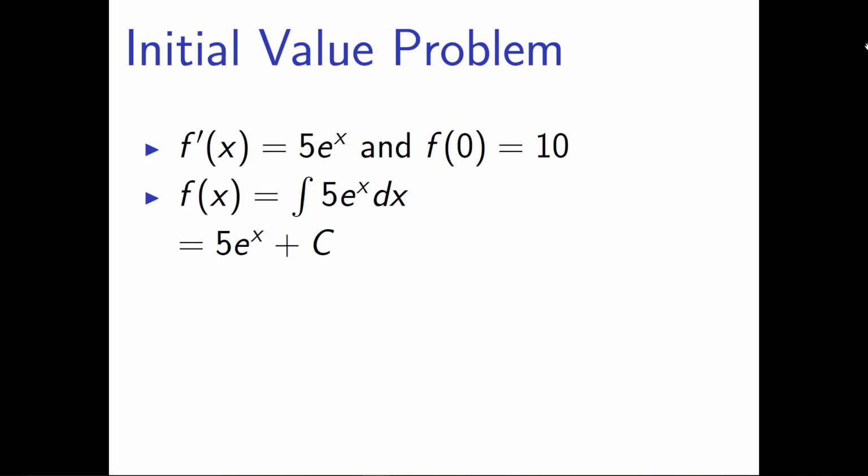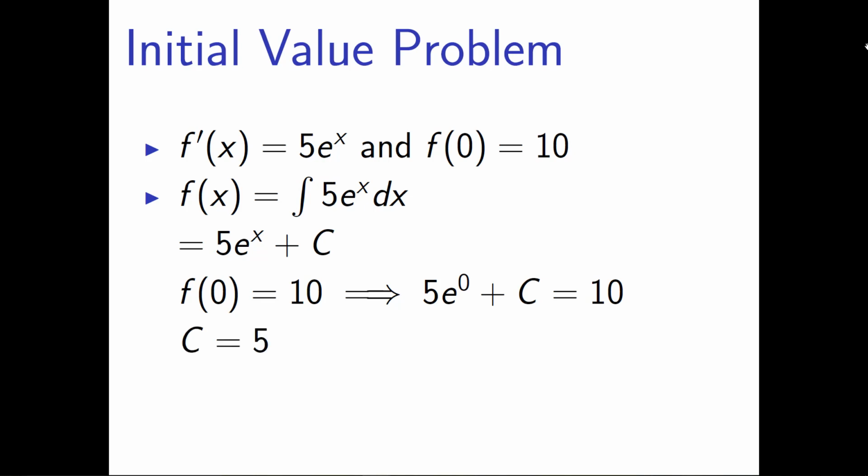In fact, because e to the x is such a simple integral, it just goes to e to the x. Also, we can leave the 5 outside. Remember, that was one of our rules we just saw. But we also have the plus c. Now we can use this initial value we were given to find the c. So we know that f of 0 equals 10. We can plug in the 0 for x, and it should equal 10. So we get 5 e to the 0 plus c equals 10. Of course, we solve that for c, which gives us c equals 5. Remember, e to the 0 is 1. So that gives us c equals 5.